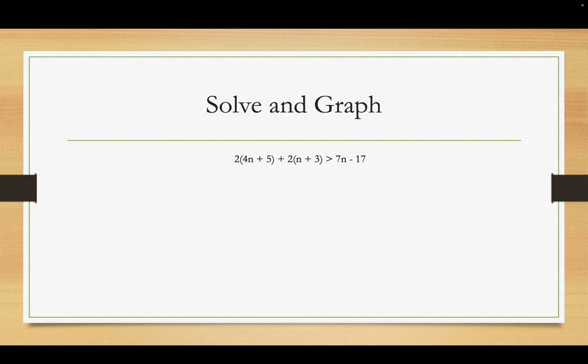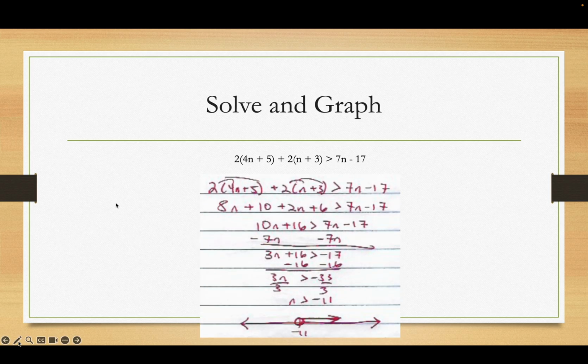All right. I'm sure you did stop and start by now. I distribute the 2. I distribute the second 2. So 2 times 4n, 8n, 2 times 5, 10. 2 times n, 2n, 2 times 3, 6. Greater than 7n minus 17. 8n and 2n, combining those like terms, that makes 10n. 10 and 6 makes 16. Greater than 7n minus 17.